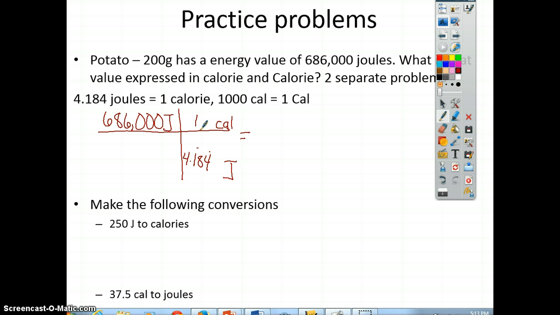When we're doing significant digits, we go back to the original number, the original problem. We should have 3 significant digits. I'm always going to go back and double check my labels. Joules cancels, I'm left with little calorie. That is what I was wanting to find.